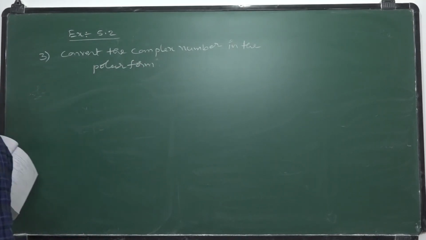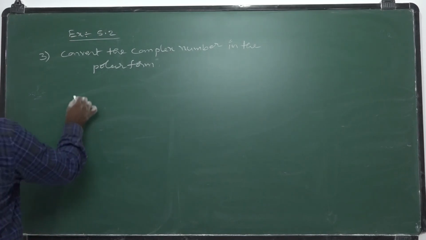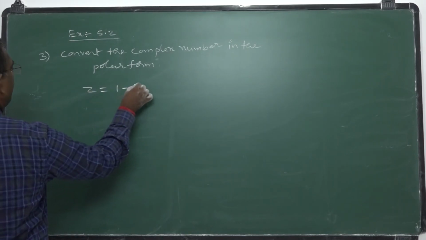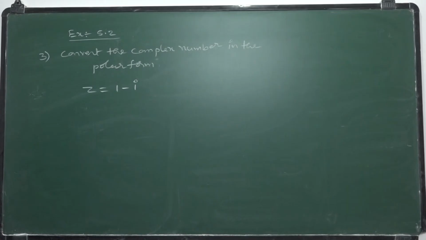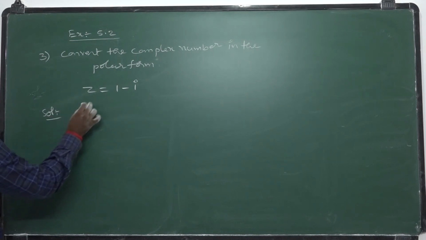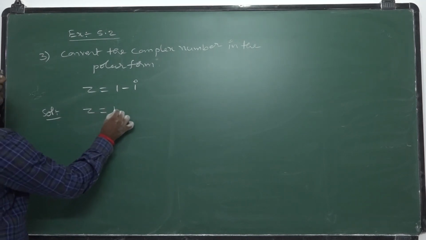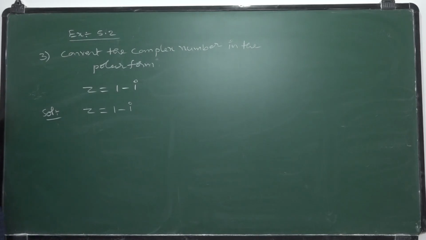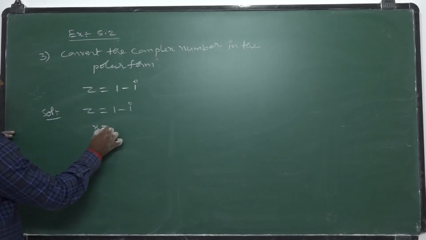Convert the given complex number in the polar form. z equal to 1 minus i. Now we convert the complex number 1 minus i into polar form. Solution. The given complex number is z equal to 1 minus i, x is equal to 1 and y equal to minus 1.